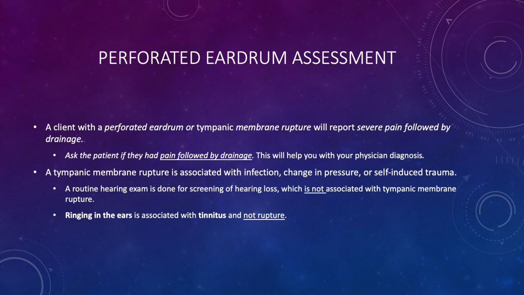Routine hearing exam is done for screening of hearing loss. It is not associated with the tympanic membrane rupture, so please understand that. Ringing in the ears, however, is associated with tinnitus and not rupture. A lot of people will think that they're all concomitant with one another, like they all are part of the same perspective, and it's not. This is something completely different.